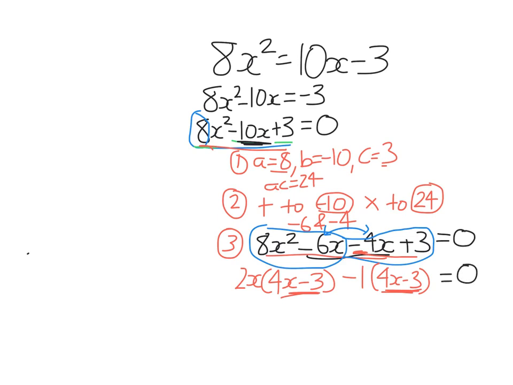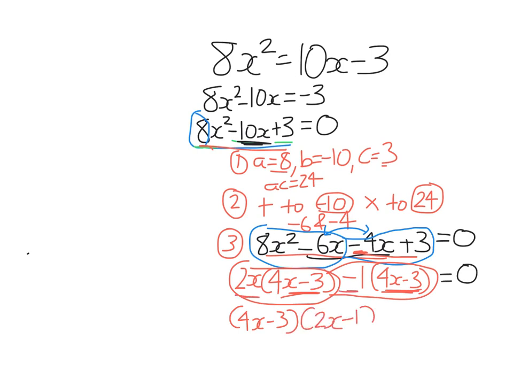So again, I factorize by using highest common factor again. The highest common factor of this thing and this thing is what's in the bracket. So I write that at the front. And then what's left goes in the other bracket. 2x and then a minus 1. So I've actually factorized this.